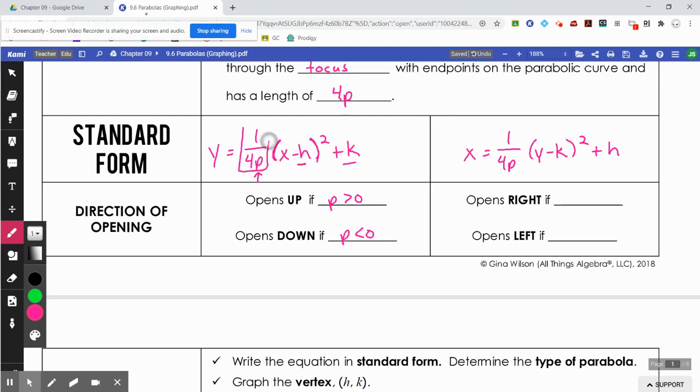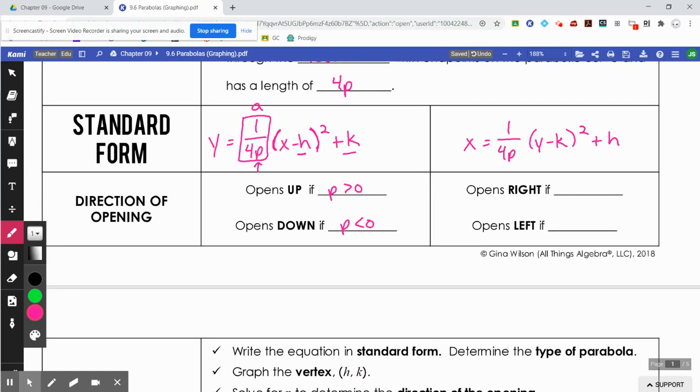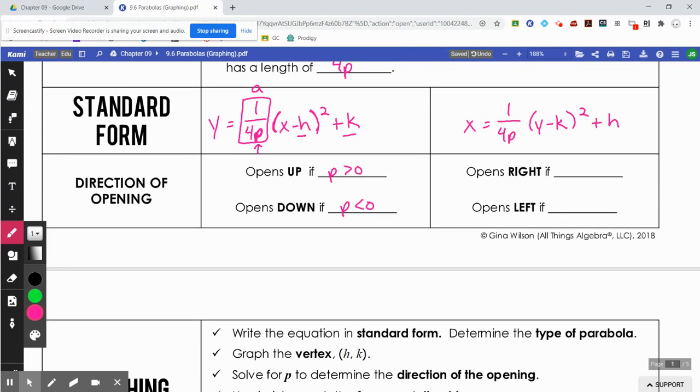Now this whole 1 over 4p, we're used to seeing that as our a value. Y equals a times x minus h. We dealt with that in transformation form. It's the same thing as our a. So what makes our a value negative? What makes it cut down? Well, if p right here is negative, then the whole thing would be negative, and that's why. So in our second form, we're going to open up to the right. Again, if p is positive, it's going to open up like this.